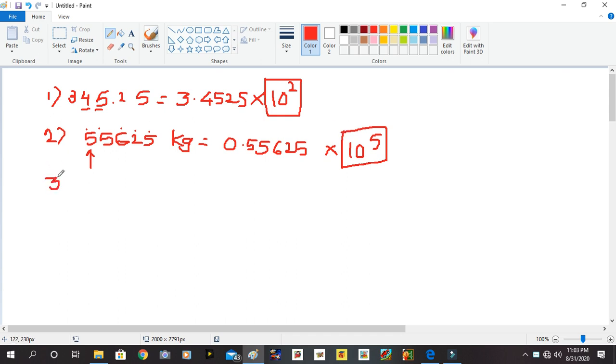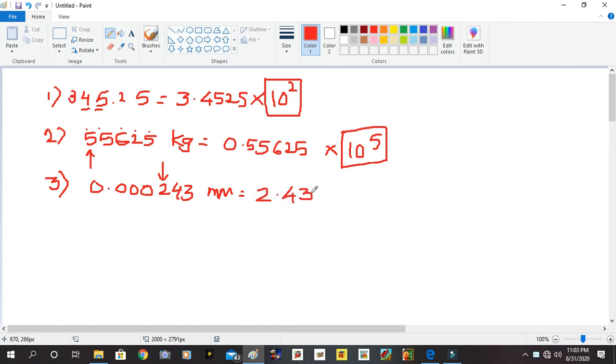Suppose a negative power number is there, 0.0001243. Then I want to represent this number, suppose it is in millimeters. This calculation is done in millimeters. So I want to shift the decimal point. Now the first non-zero digit is 2. Then I have to shift the decimal point after 2. So it should be like 2.43.